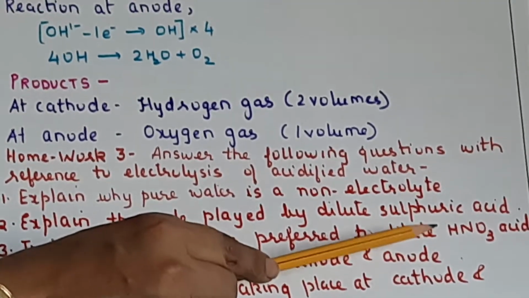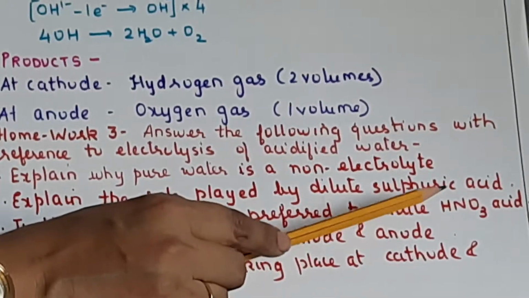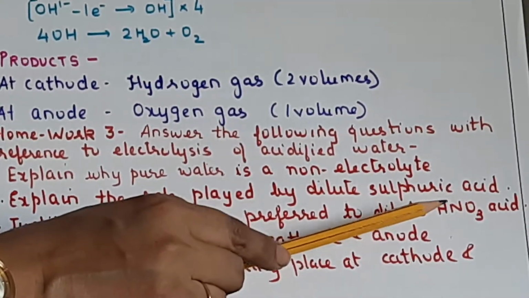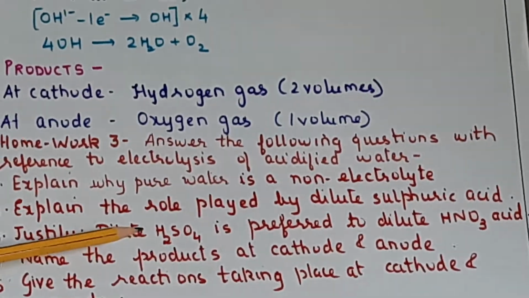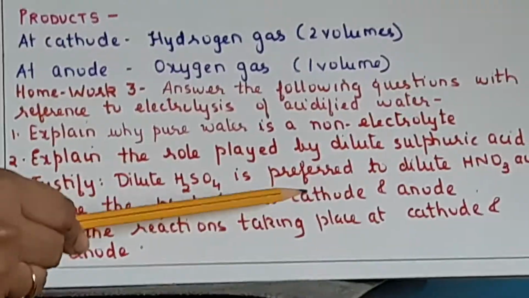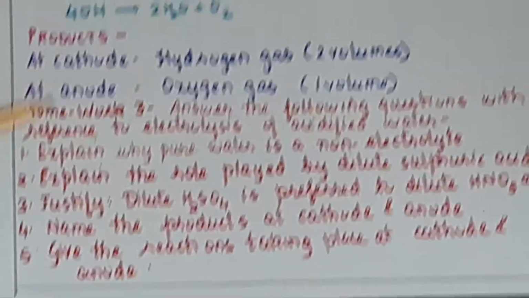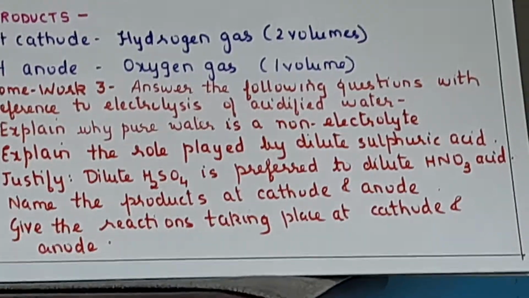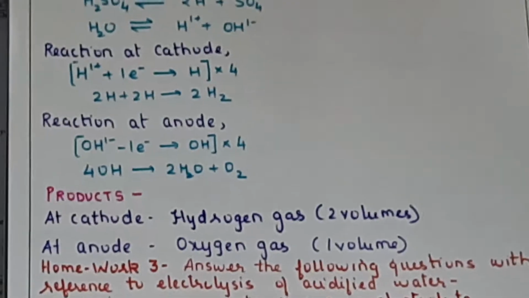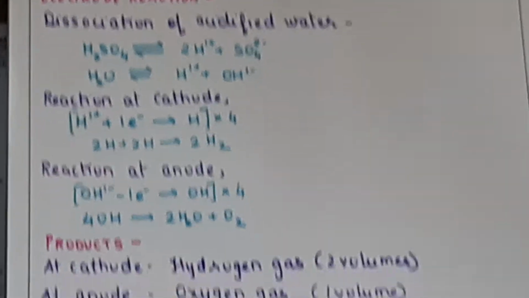Now here you have to specify that nitric acid is volatile and the nitrate radical interferes in the electrolysis. So preferred acid is sulfuric acid. Then name the products at cathode and anode. These are the products, and give the reaction taking place at cathode and anode. So these reactions you will rewrite them because electrode reactions are very, very important.